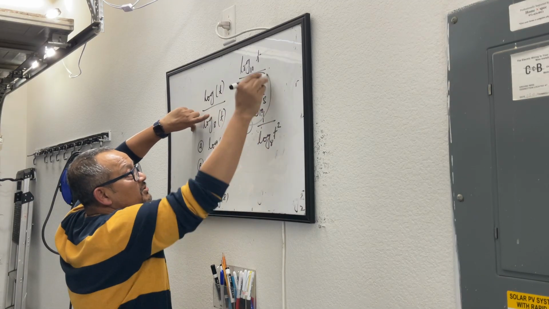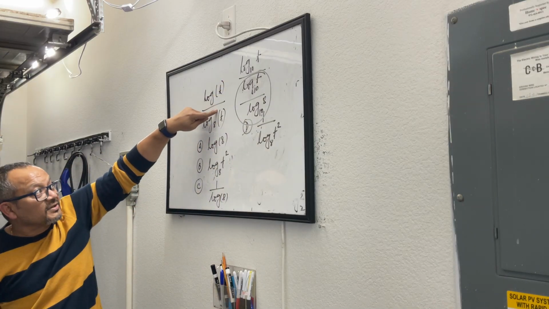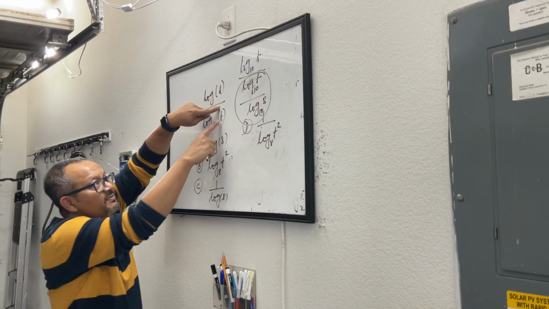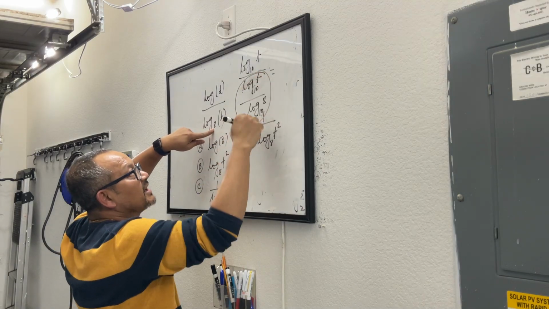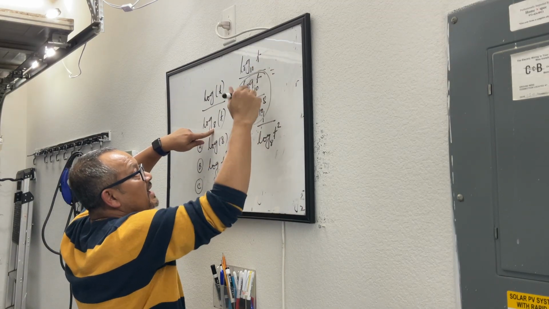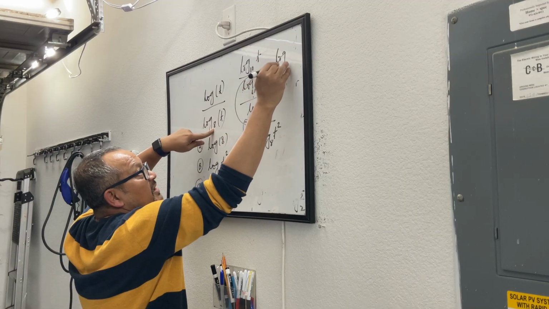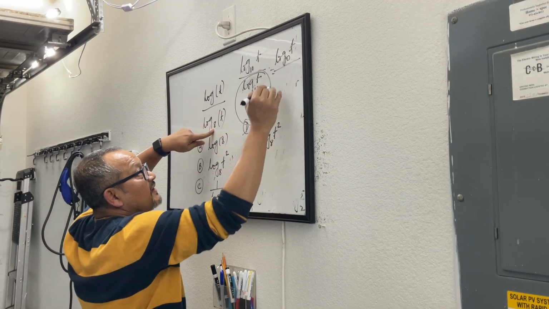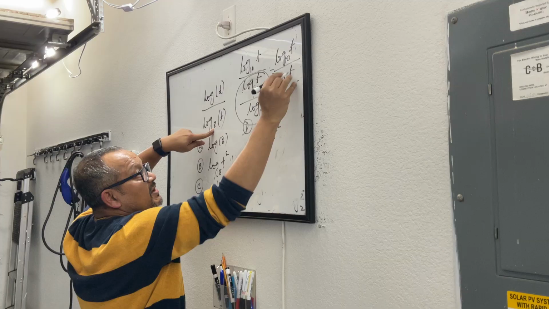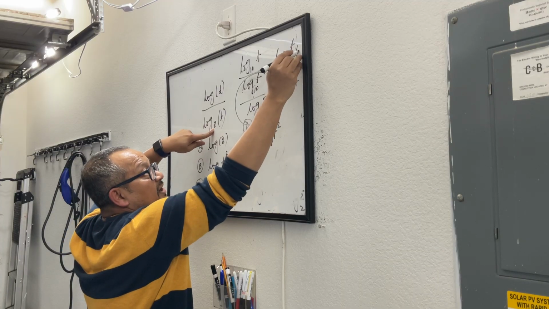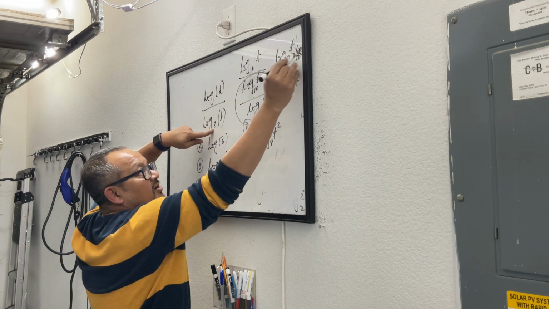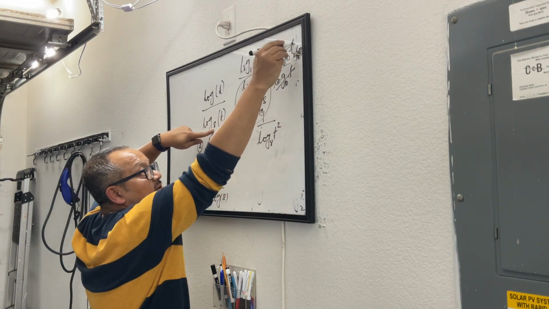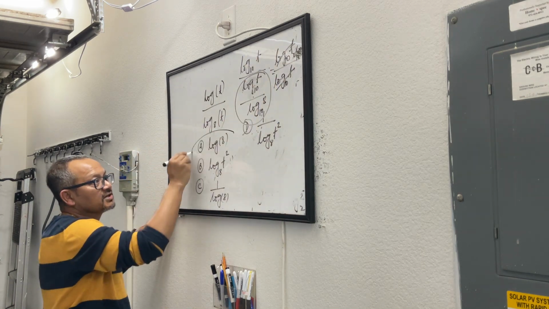So the denominator becomes log of t base 10 divided by log of 8 base 10. Then this guy goes up and this one remains below. So it becomes log of t base 10 divided by log of t base 10 into log of 8 base 10. So these two will be gone. Actually your answer will be this one.